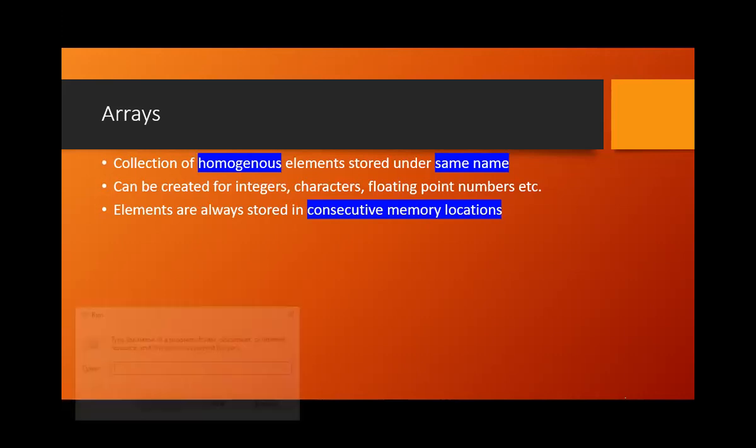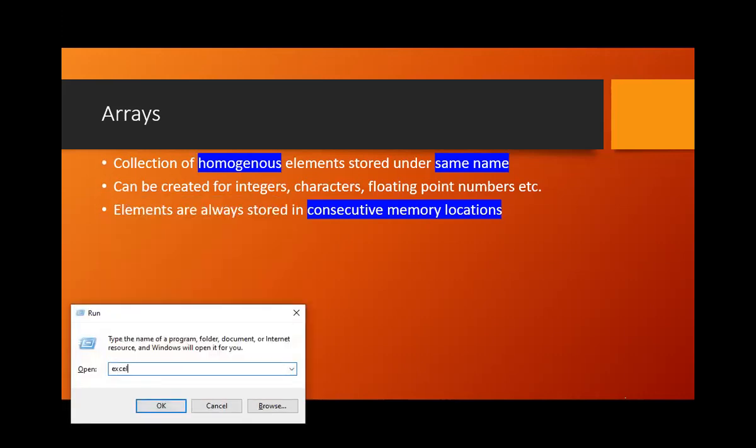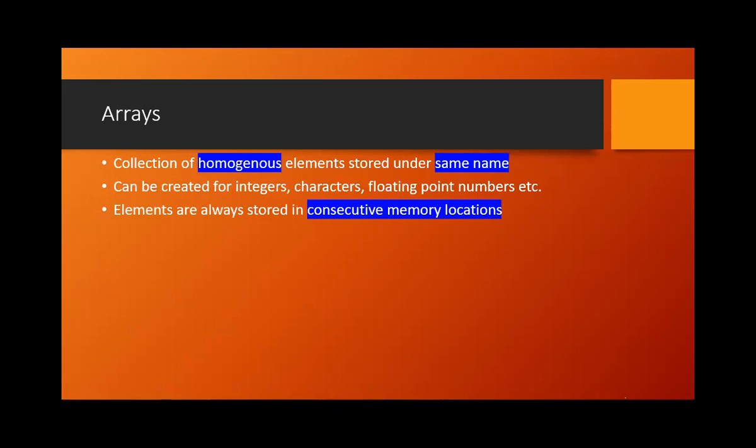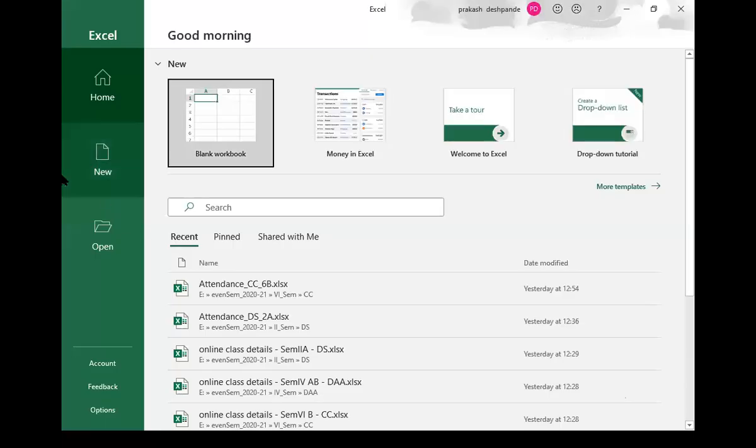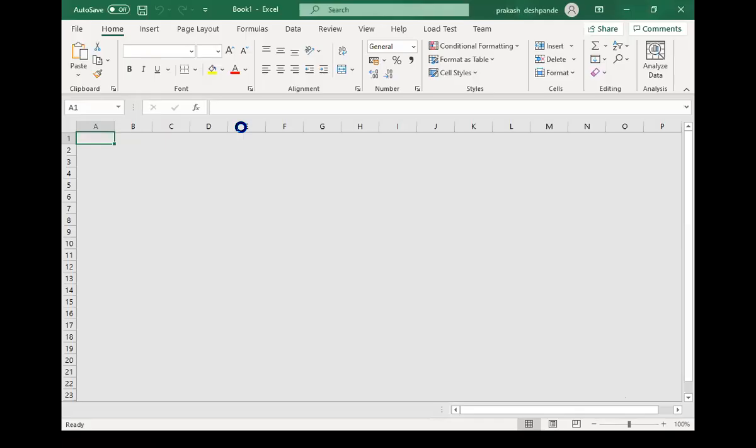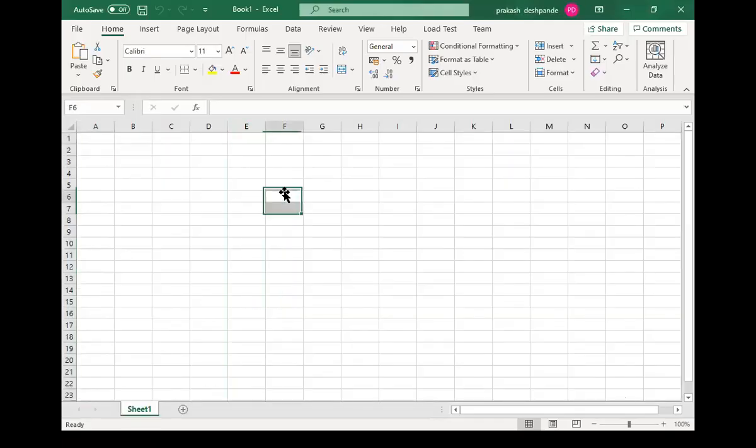Let me open up an Excel sheet and then I can try to show you pictorially what we mean by memory locations. Pay attention. This particular concept is going to be useful for the upcoming class concepts related to pointers and all. Okay, pay attention.